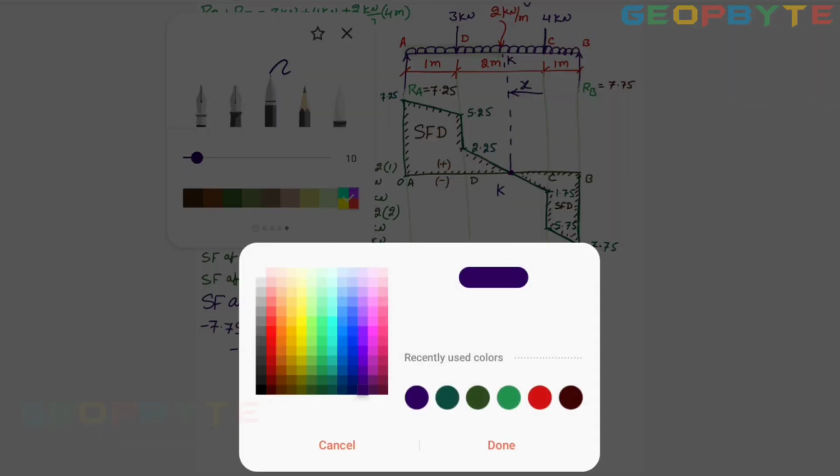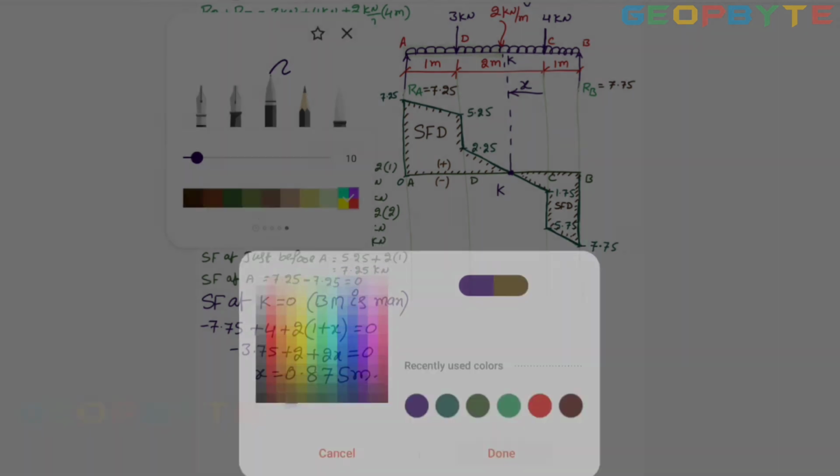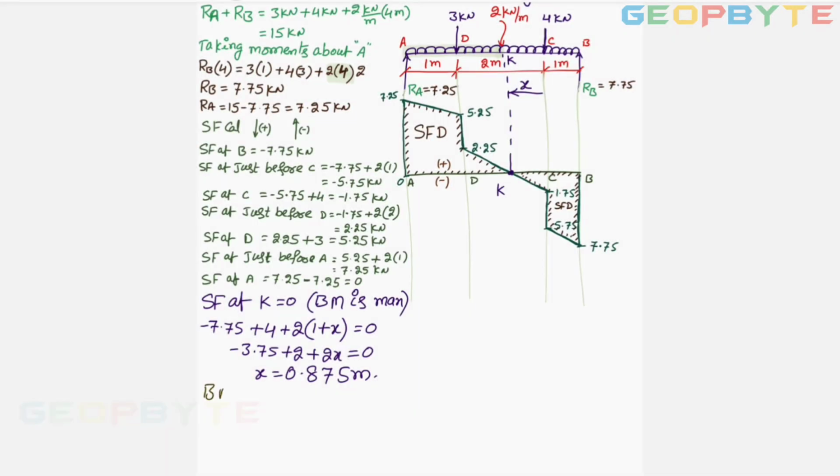Let us take another color for the BM calculations. I have so many options for taking different colors. That is the beauty of this technology. BM calculations. For that I should take the clockwise moments negative, anti-clockwise moments positive.